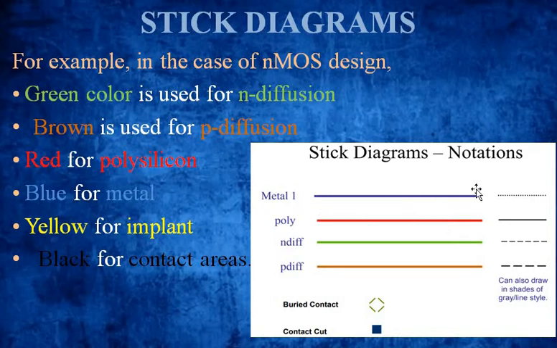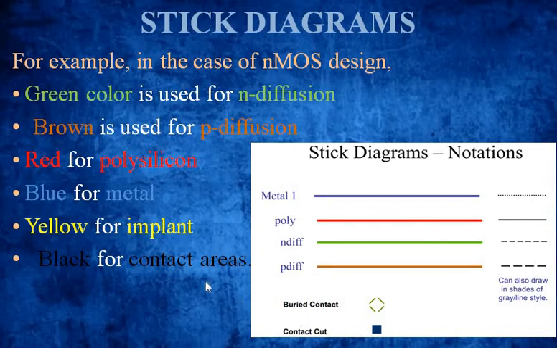Blue color lining is always for metals. Metal is nothing but your interconnection part. So blue color linings are for metal. Yellow is used for implants, wherever you are using a depletion mode transistor for NMOS, we will use this yellow implant, and black is especially used for your contact cuts.